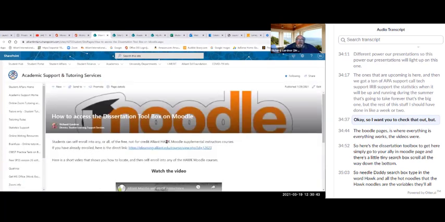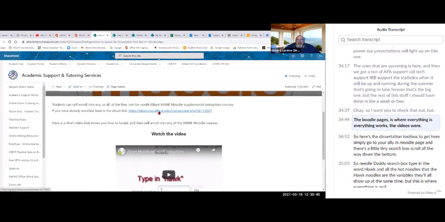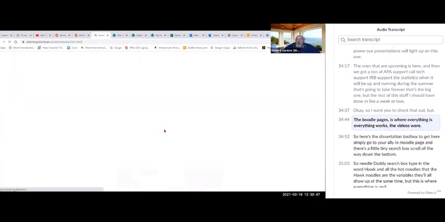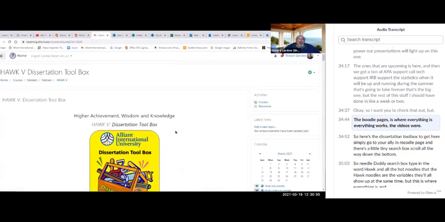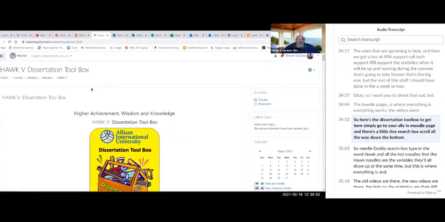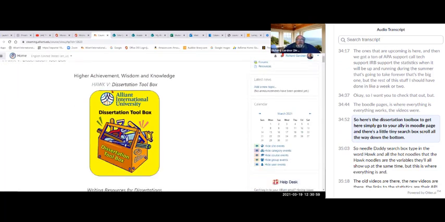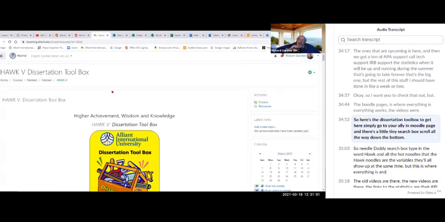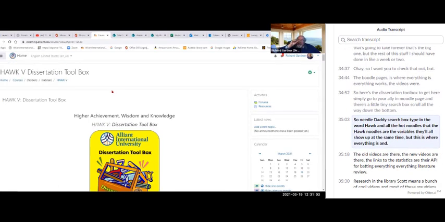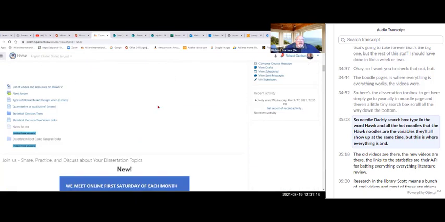But the Moodle pages are where everything is, and everything works. The videos work. And so here's the dissertation toolbox. To get here, simply go to your Alliant Moodle page, scroll all the way down to the bottom, and there's a little tiny search box. Type in the word Hawk, and all the Hawk Moodles, which are the tutoring Moodles, will show up at the same time. But this is where everything is.